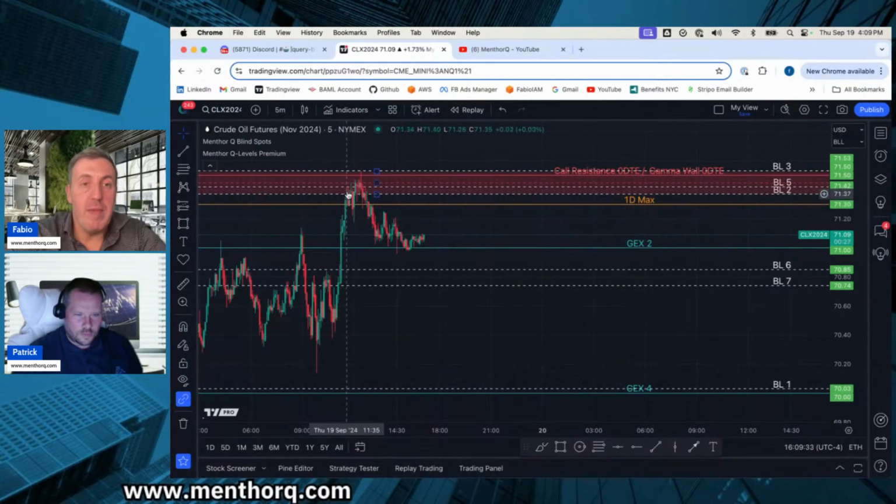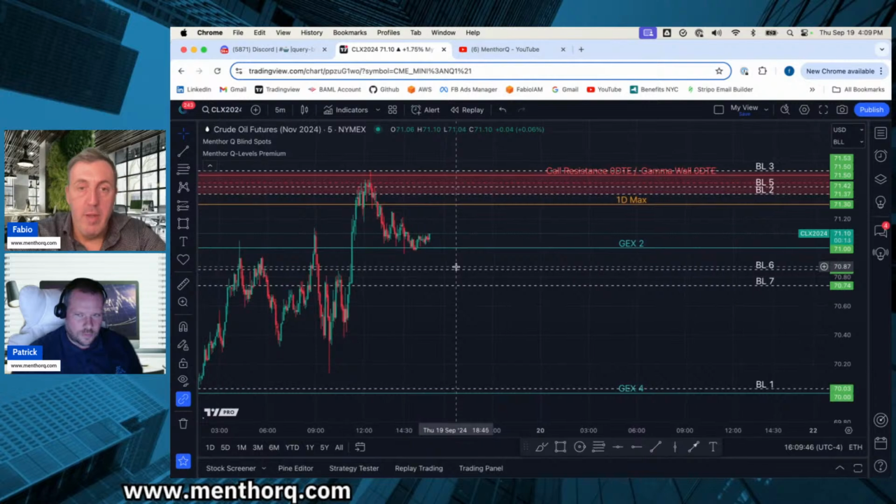We saw a big pop after the 1-day max was broken, a big congestion, and now we are bouncing back here on the JAX2. Let's see what happens in the next few hours and tomorrow. But that is also the same principle.